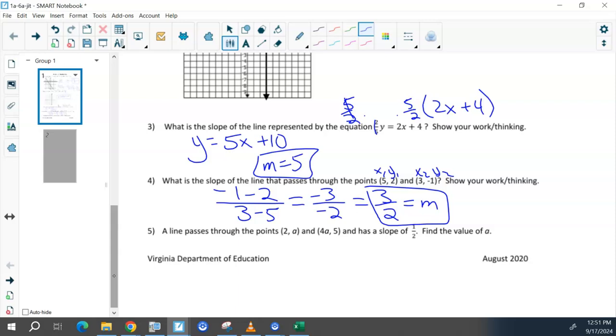Questions on that? Yes. This one. Yeah, why did you put... It should be y2 minus y1 over x2 minus x1. Other questions on this before we move on?